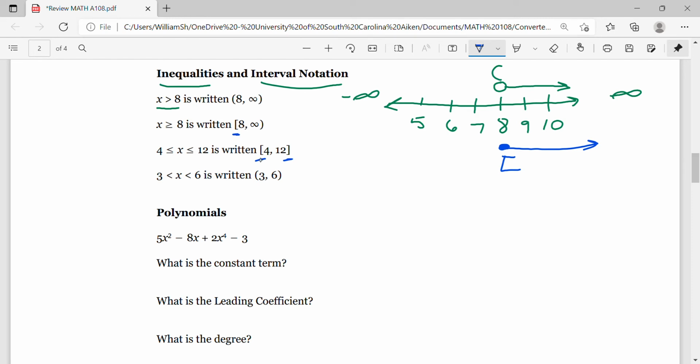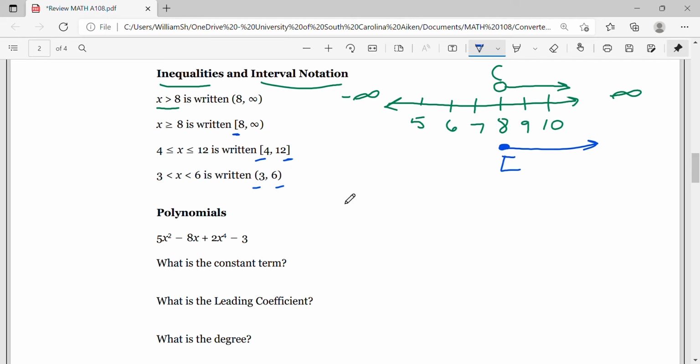Now if it doesn't have equal to signs on it, like this fourth example, 3 is less than x is less than 6, we use parentheses: parentheses 3, comma, 6, and another parentheses. It indicates that it lies between those two numbers, but it isn't equal to those numbers on the sides.